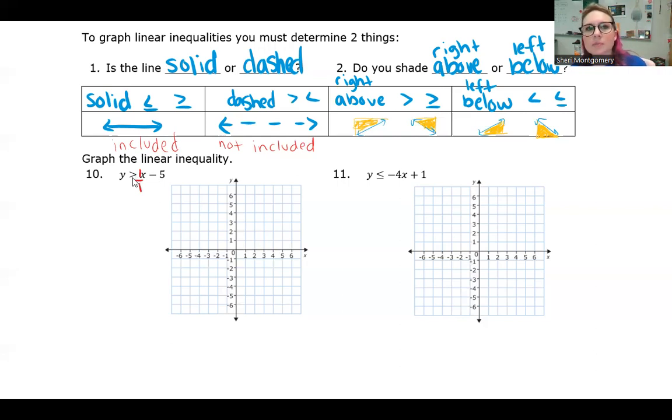For this one, that symbol, it tells me that I'm going to have which type of line? Dashed. I'm going to have dashed. I'm just giving myself a little note. It's going to be dashed. And this symbol, does it tell me that I'm going to shade which one, above or below? I'm going to shade above or right.